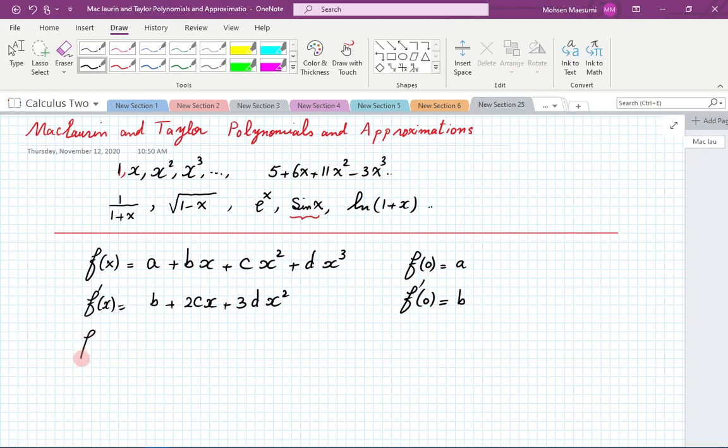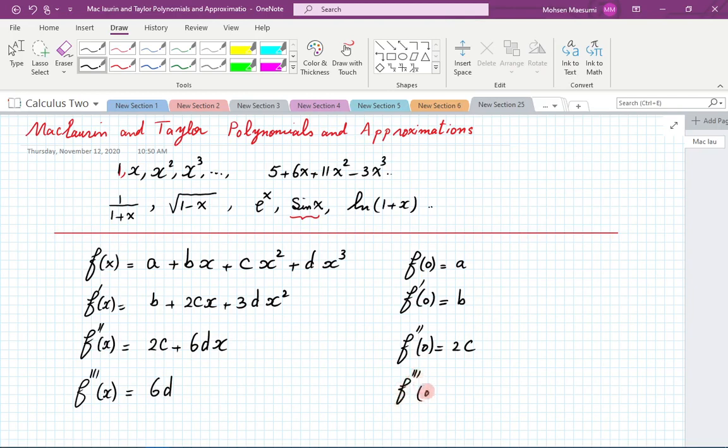Now let's go to the next. Second derivative. The derivative of b will be 0. This is going to be 2c plus 6dx. Okay, 2 times 3 makes 6. And then we see that f double prime at 0, that is 2c. One more round. Suppose I take 3 derivatives of this function. It becomes 6d. And of course, my third derivative at the origin is going to be just 6d.